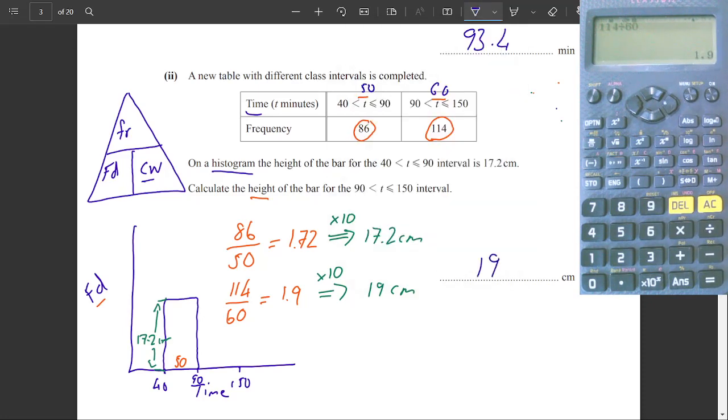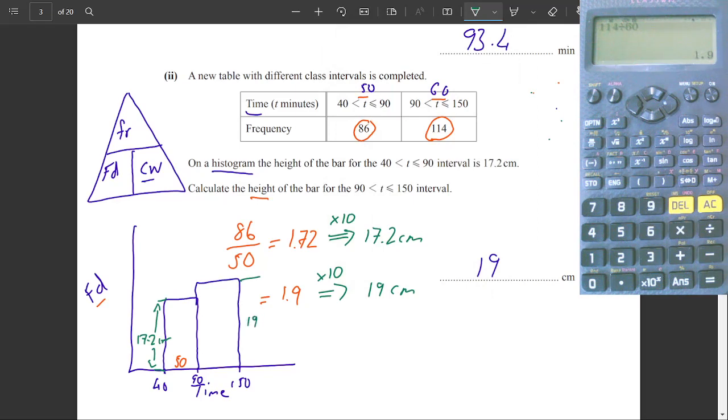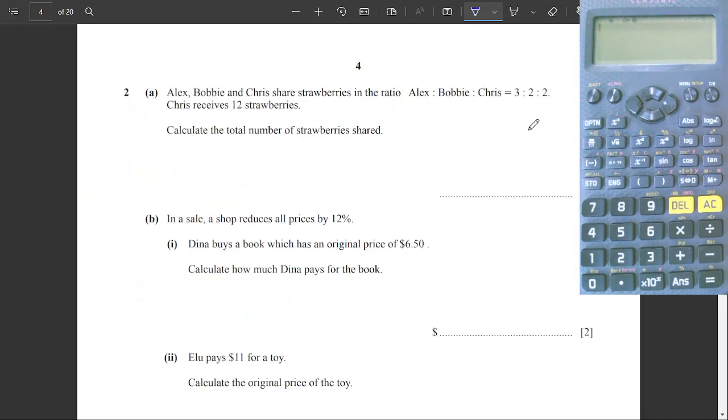Just what does it exactly mean? Well, let me make some space here. Okay. If I were to complete this histogram, which means draw the bar over here, the height of that bar there would be 19 centimeters. Even though if we go across, the frequency density here would be 1.72 and the frequency density of this one will be 1.9. And that's what we've just done. Well done.